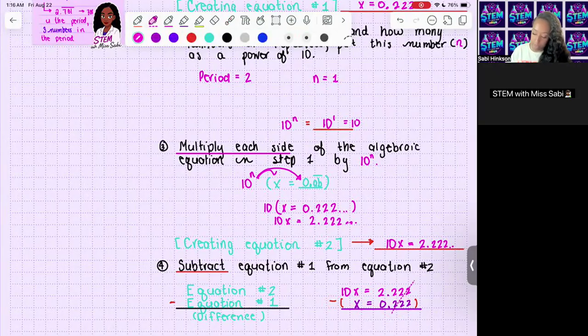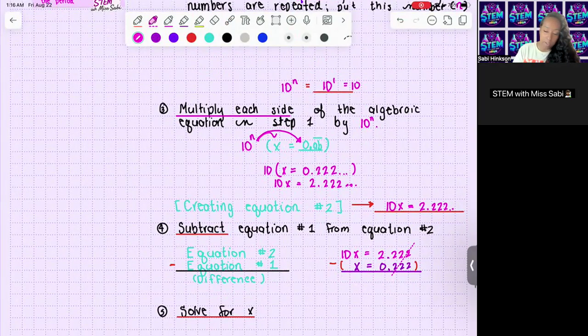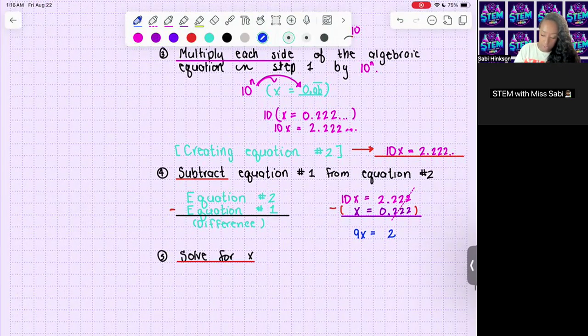Again, the great thing about that is that the repeating part disappears now. That's why we're doing this work. We're trying to get rid of it. So then we have 9x is equal to 2. And then we'll put that over here. We'll have 9x equal to 2 because we're going to solve for x. So we're going to isolate that. Right? So then we have x is equal to 2 over 9, right?